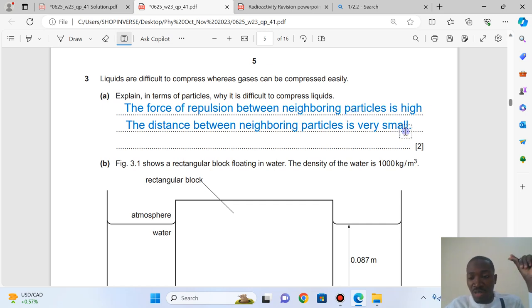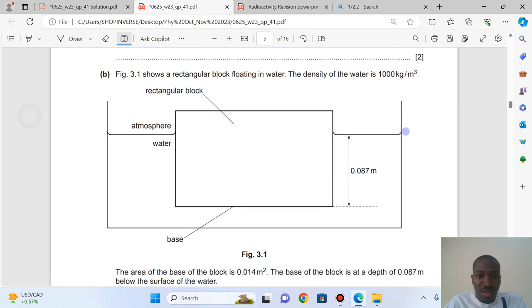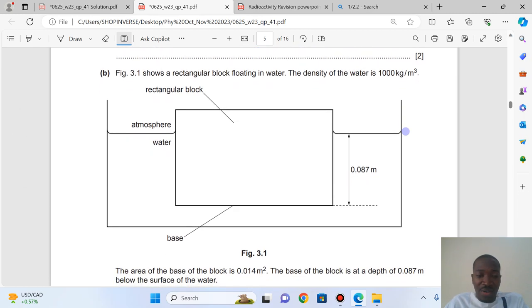So since the distance between two particles is very small, little can be done in terms of compressing them. The distance between them is already small, and the force of repulsion between them is very high. So it's difficult to compress them further, unlike gases, in which the distance between the particles is already very high.